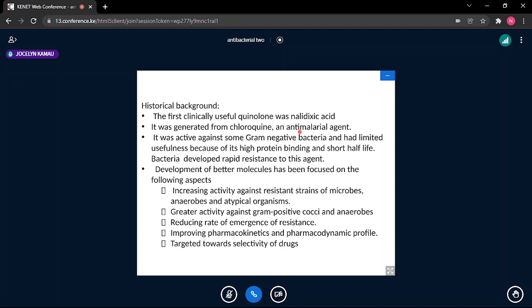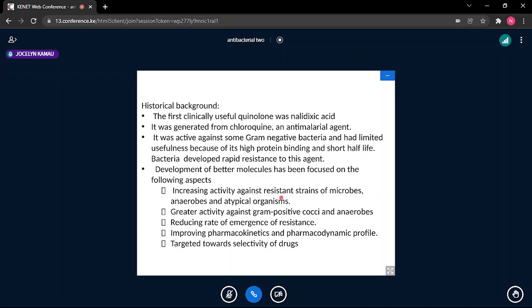So one of the first agents was nalidixic acid, and even now it can be used, but as I have said, mainly just as a urinary antiseptic because you can see it has some activity against gram-negative. It has high protein binding. It develops resistance very rapidly. Development of better molecules has been focused on the following aspects.